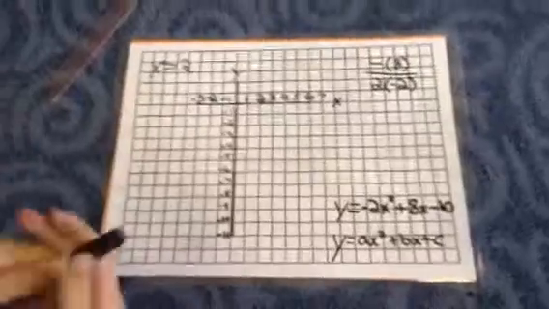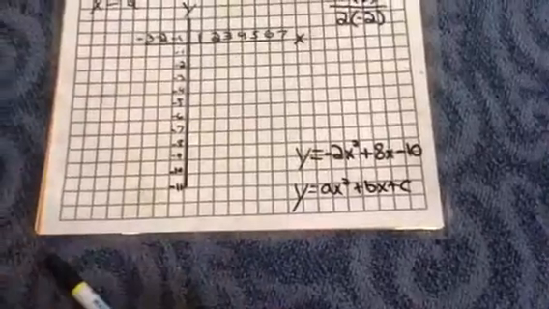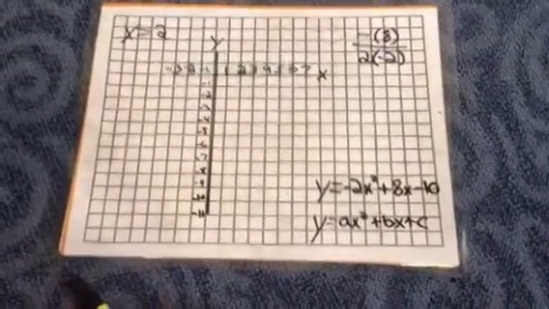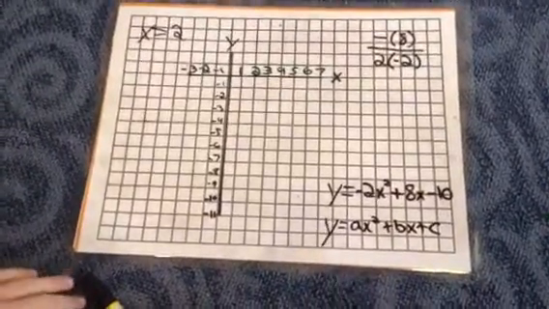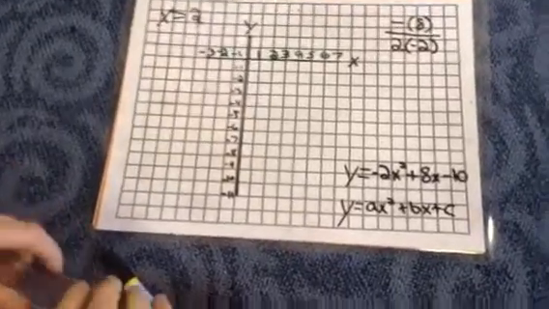So this is our problem. It reads as y equals negative 2x squared plus 8x minus 10, and you can associate that to the standard form, y equals ax squared plus bx plus c.